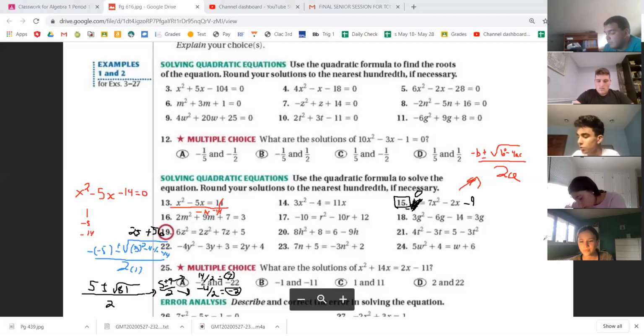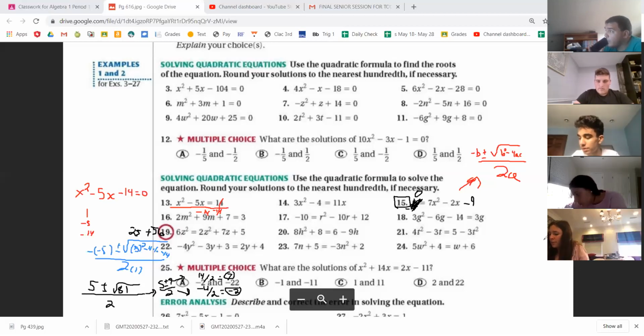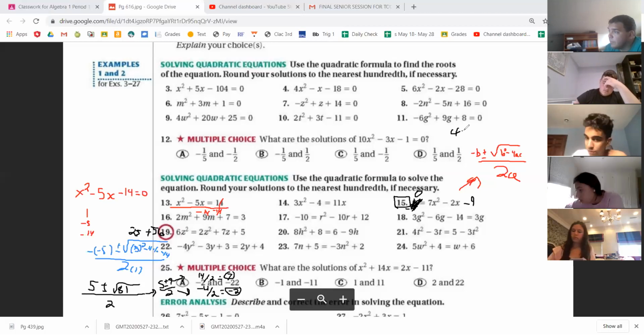I have 2 plus minus the square root of -2 squared minus 4 times 7 times -9. And then when I get all that, I have 252, and then -2 squared is 4. 4 minus 252 is a negative. There's no square root of a negative. No. It was -4 times 7 times -9. So that ends up being a positive. That's 2 negatives. Exactly. So I got 252.